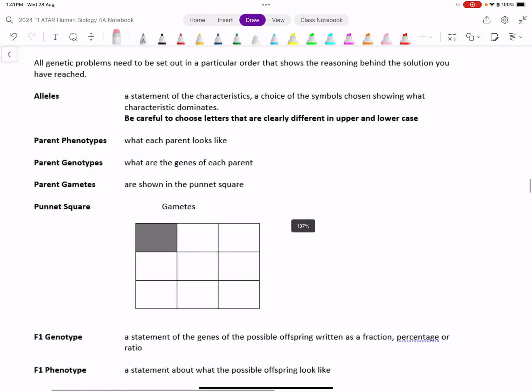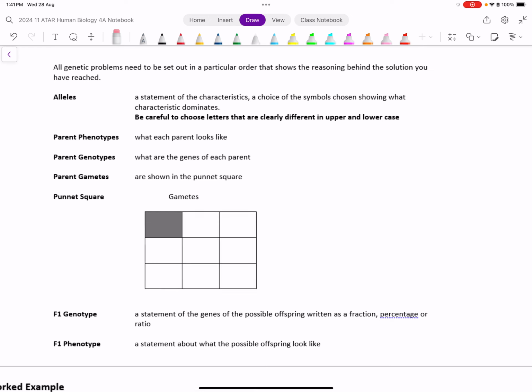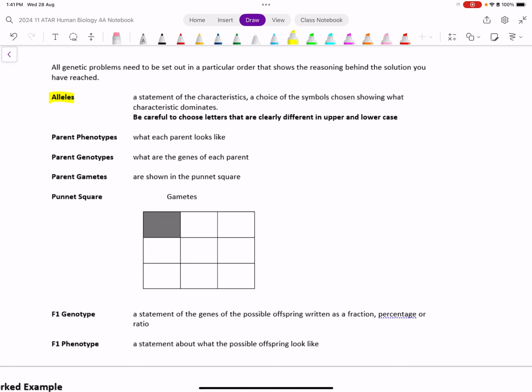So, when we're working with Punnett squares, it's important that our working out follows a particular format. To work it through before we go through an example together, first of all, we need to state our alleles. And when we're choosing alleles, please be careful to choose letters that are different in their uppercase and lowercase format. So some good examples of alleles which are different include things like A, D, and F.